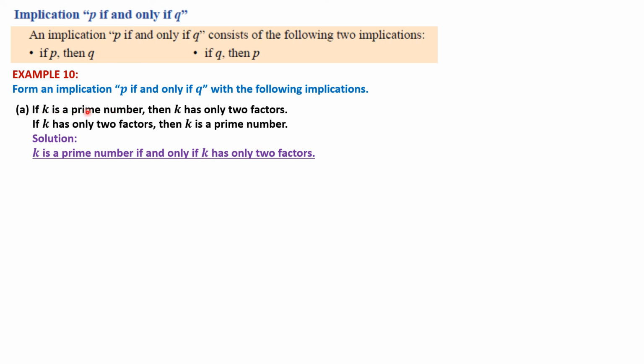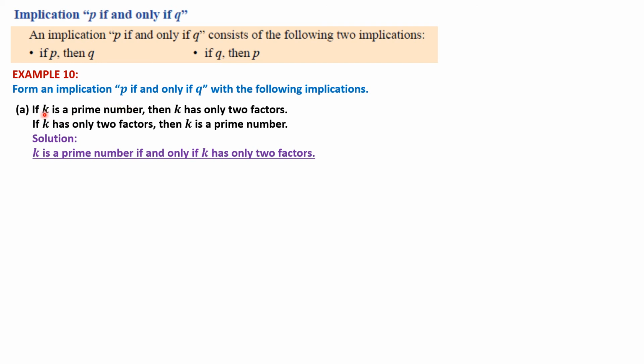If k is a prime number, that means this one is statement P. Then k has only two factors is statement Q. And then for implication 2, they write Q first: if Q, then P. So if k has only two factors, comma, then k is a prime number. So how do you combine these two implications? You look at the notes here. These two implications combined become P if and only if Q.